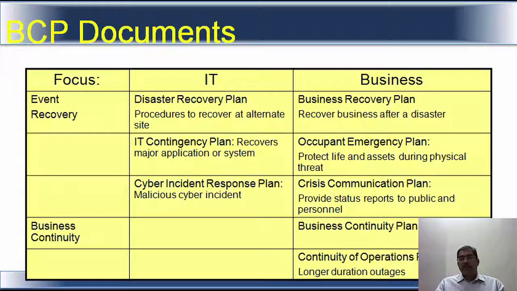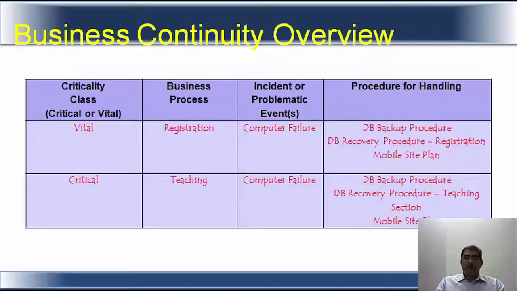Under business, there is the crisis communication plan. That is to provide a status report to the public and the insiders or personnel. For business continuity, you will have a business continuity plan, which will specify the continuity of operation plan and what happens during longer duration outages. All this has to be mandatorily kept by an organization.